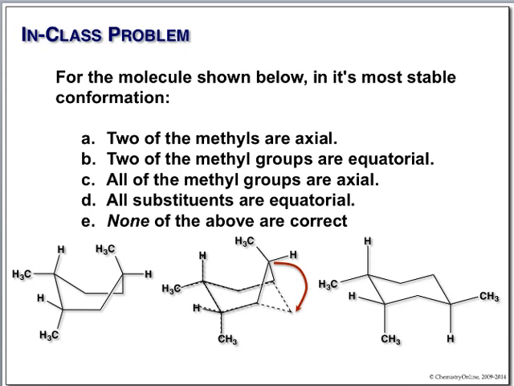Now let's look at the questions. Two of the methyls are axial. Well, no. I have an equatorial methyl, an equatorial, and one axial. Two of the methyls are equatorial. Well, yeah, that's true. That one works. All the methyls are axial. Nope. Nope, we have two equatorials, one axial, and they're not all equatorial either. Therefore, B is the correct answer. Two are equatorial.